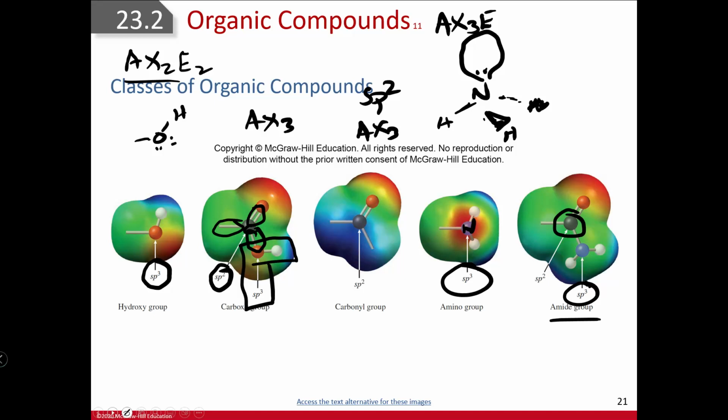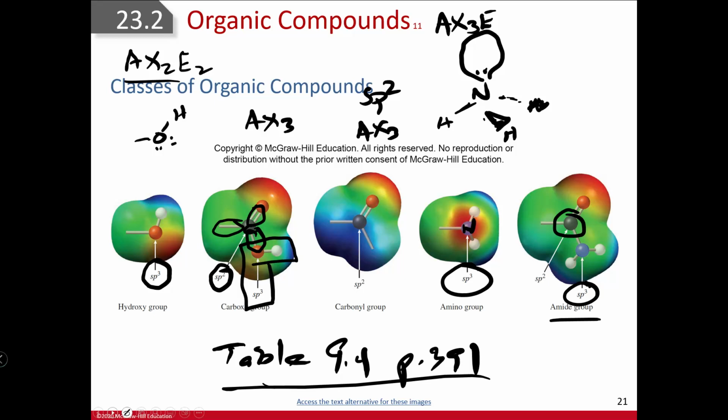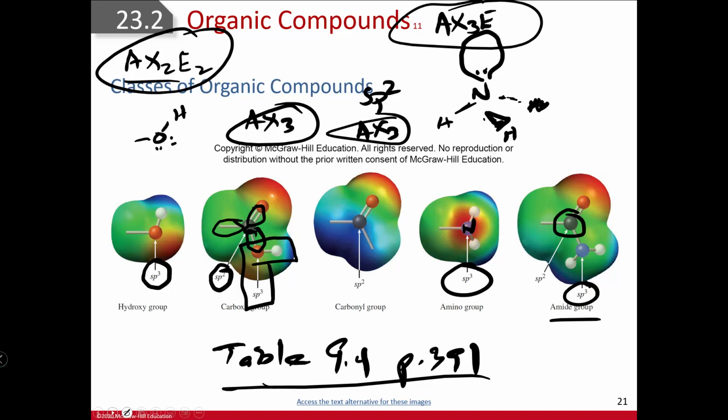So let me go back and reference this, since I guess I said it incorrectly before. The table that you want to look at, and again I'm assuming at this point you can do Lewis structures and you can do geometries, is table 9.4 on page 391, where they show the relationship between the classifications and the hybridizations.